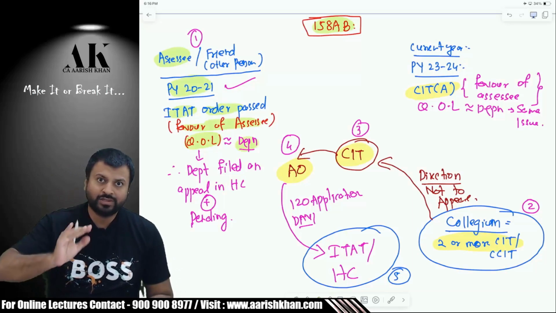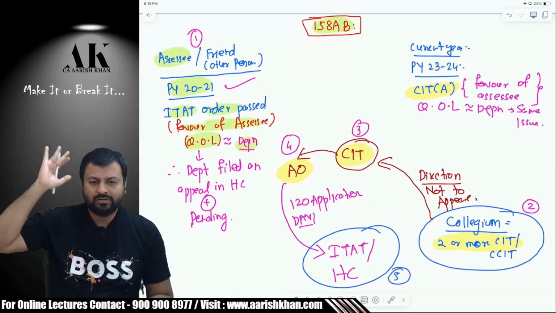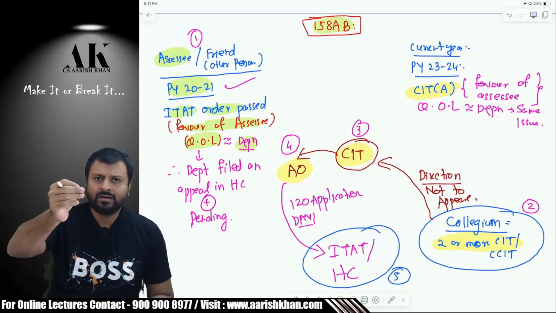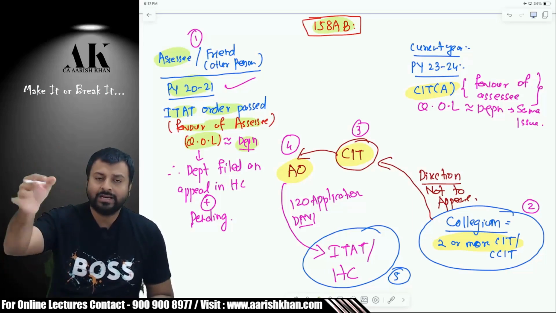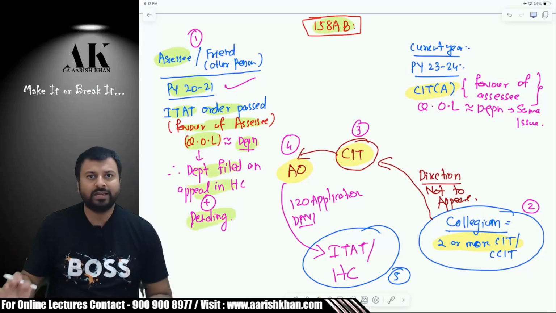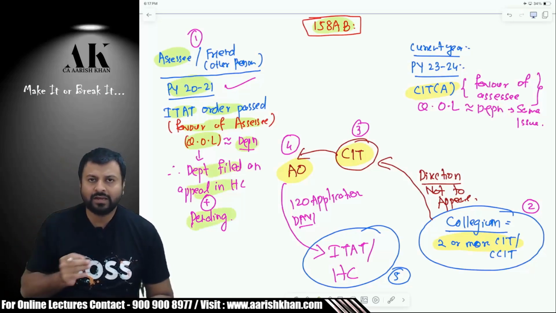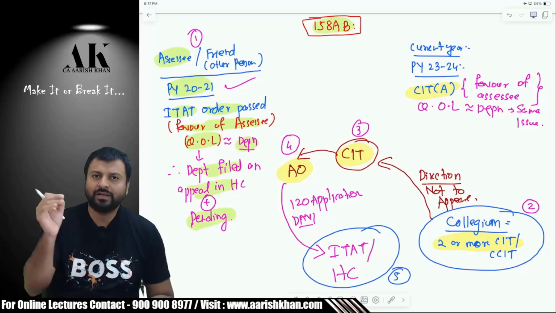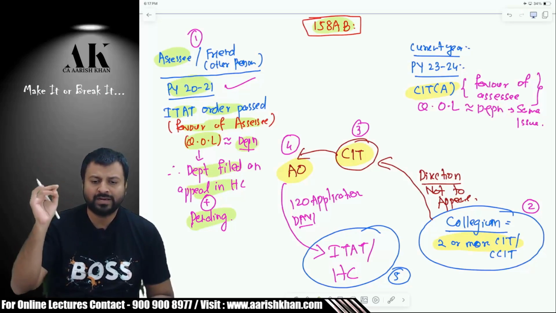Okay, so listen carefully. Suppose in 2021, ITAT passed an order in my favor, and I won the case at ITAT. Now the department filed an appeal in the High Court, and the appeal is pending there. So the 2021 appeal is pending in High Court, and who has filed it? The department has filed the appeal, and the matter is pending in High Court or Supreme Court.